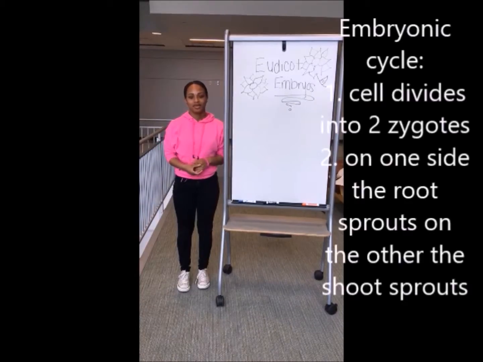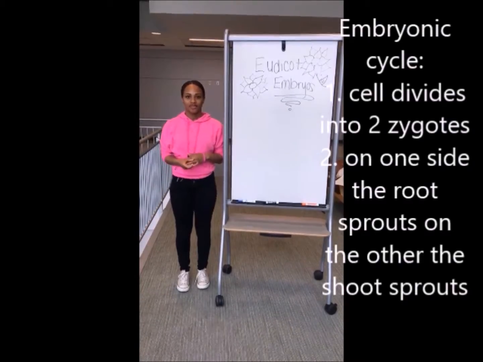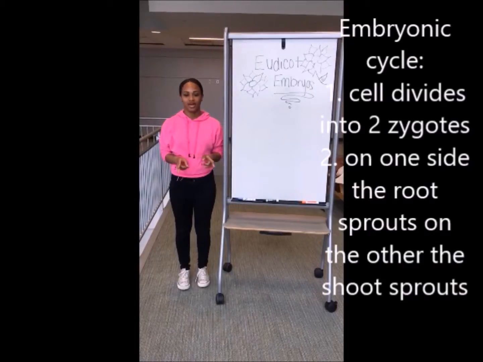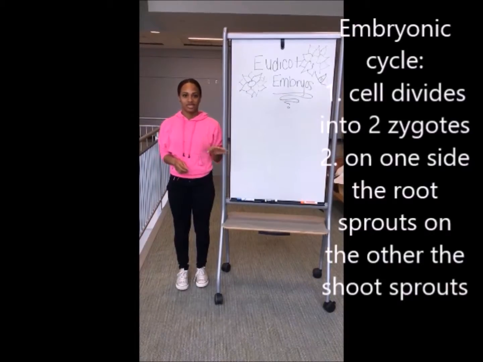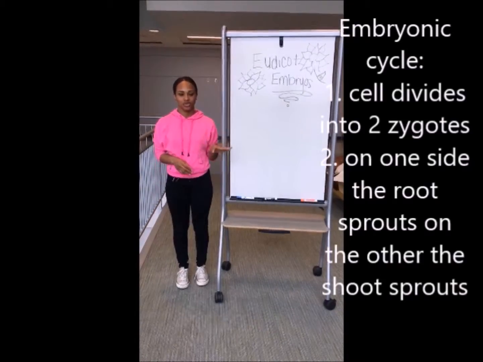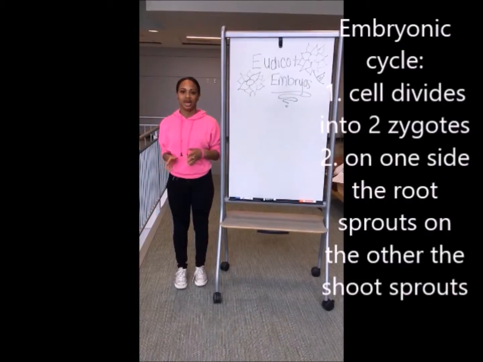Many things happen in the embryonic cycle. First off, the cell divides into two zygote cells, and then on one side there's a suspensor, which is where the root sprouts, and then on the opposite side is where the shoot forms.